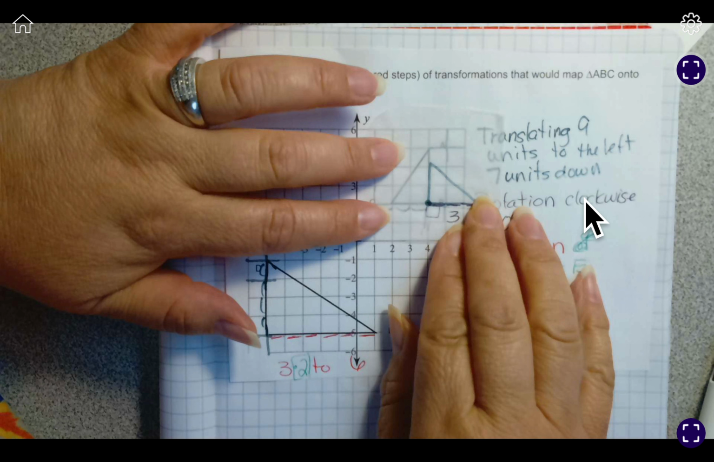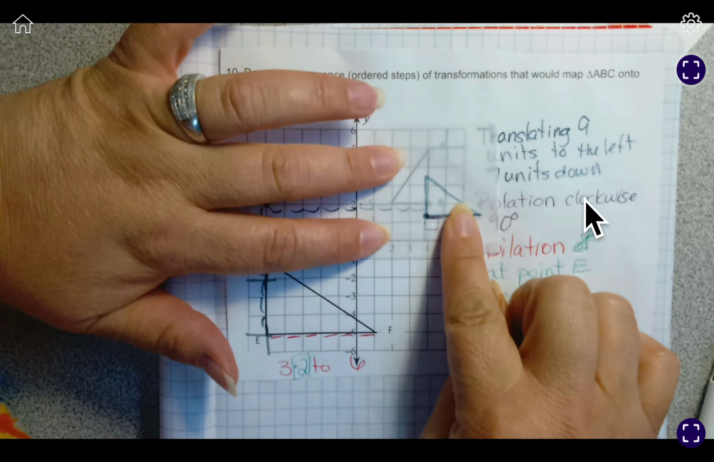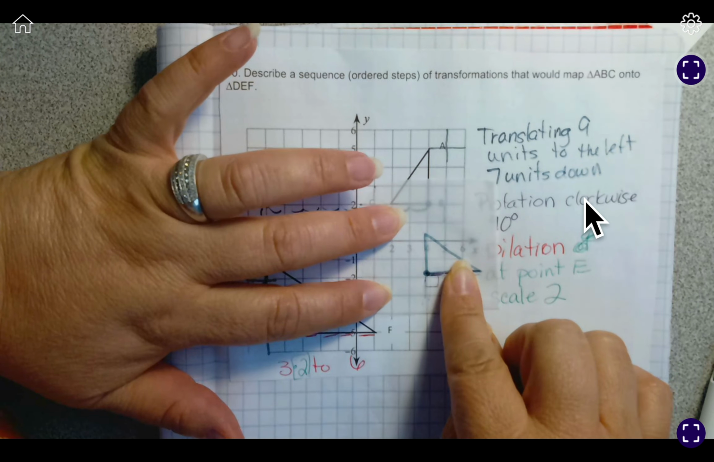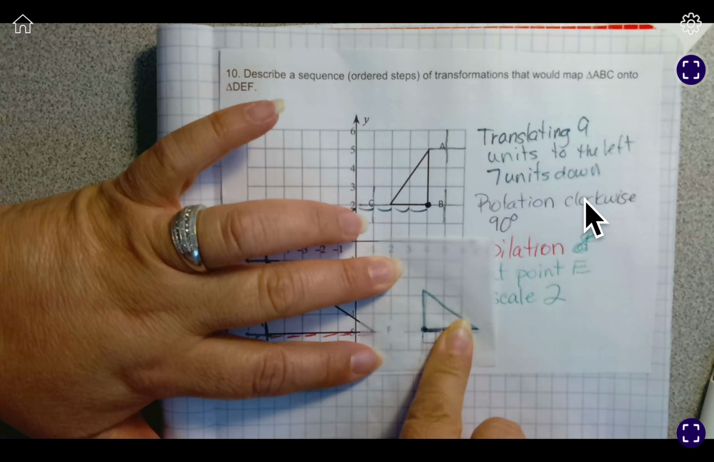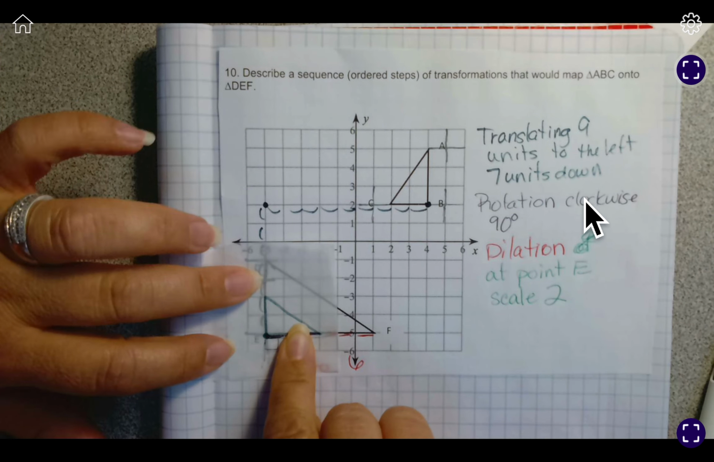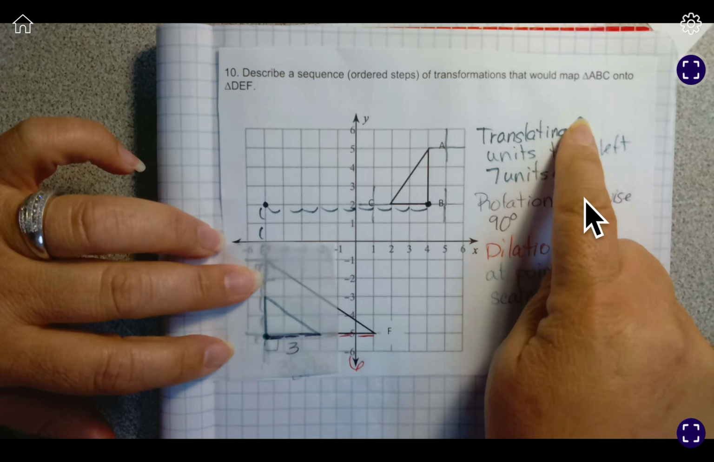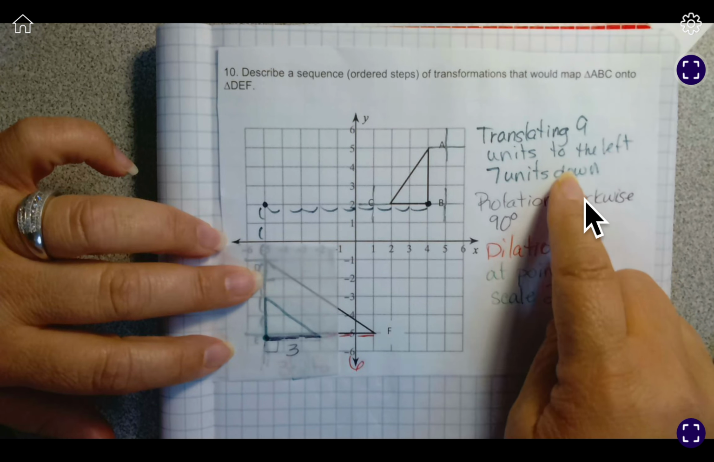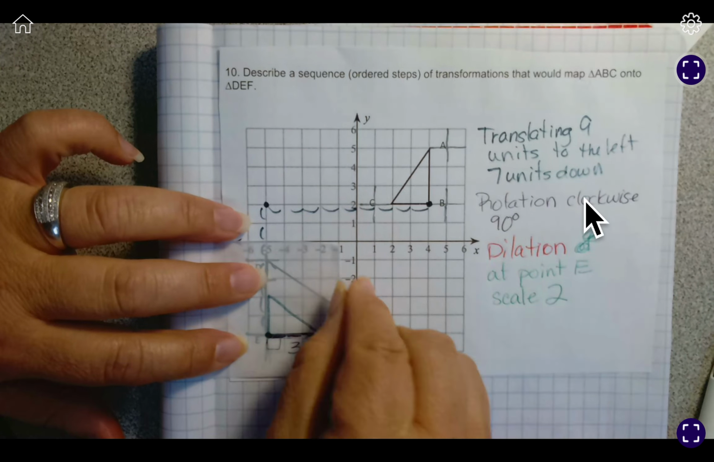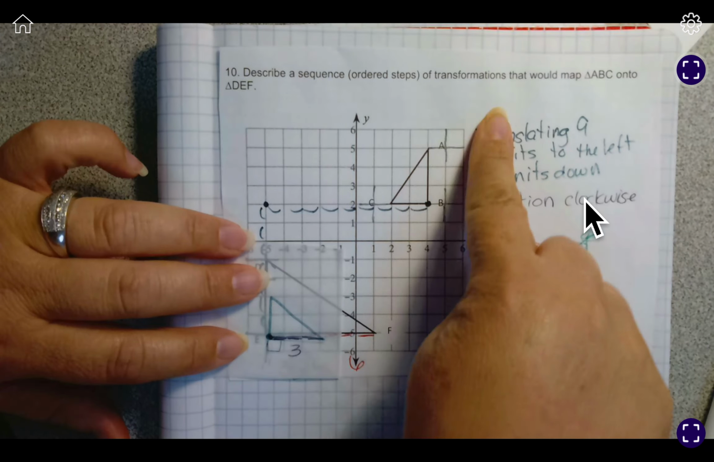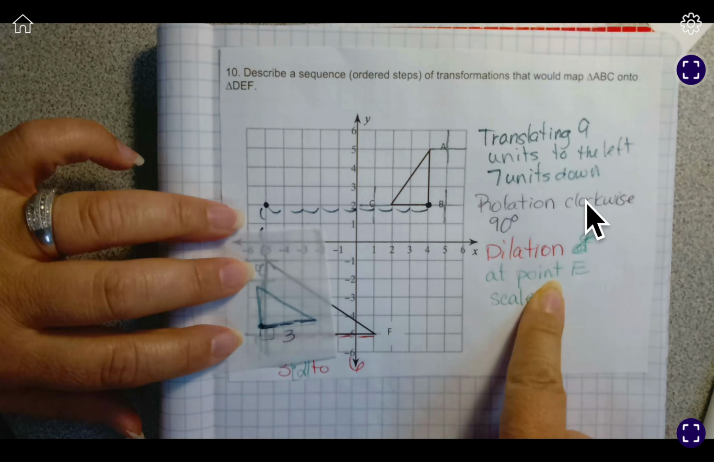I could translate, go down 1, 2, 3, 4, 5, 6, 7 first, and then go across. So I could do this first and then 9 to the left, or either one. But I could do this one first and then this one, and then stretch it. So I could do these in different orders. We are all okay. Okay? And that's it.